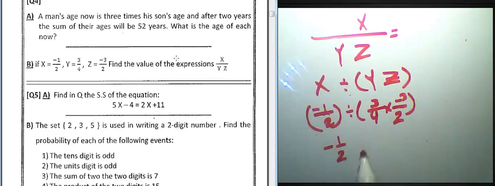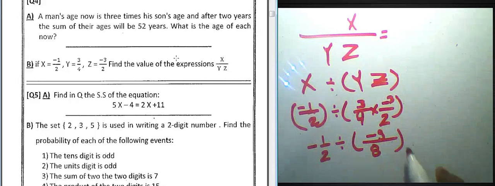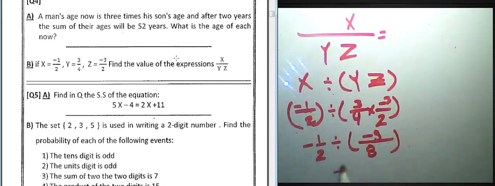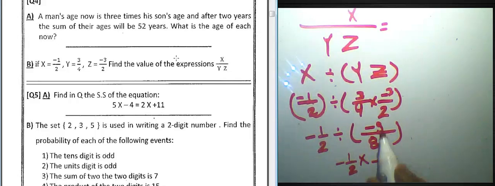Negative 1 over 2 divided by the result here. It will be negative 3 times 3 equals negative 9, and 2 times 4 equals 8. Then you can convert from division to multiplication. I write the inverse of the second fraction here. It will be negative 1 over 2 multiplied by the inverse of this fraction. It will be negative 9 over negative 8, inverted: negative 8 over 9.